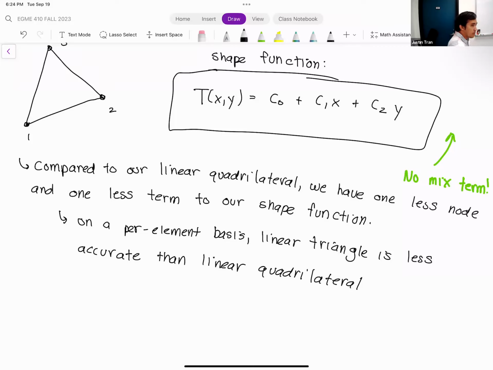And that's pretty consistent with what we talked about when we first introduced meshing. When we first introduced meshing, we talked about how, if you can make it work, rectangular elements are generally more desirable than triangular ones, okay? And you can see the mathematical reasons for it here. Just having more nodes in an element allows the shape function to have more terms, which makes the whole thing more accurate.